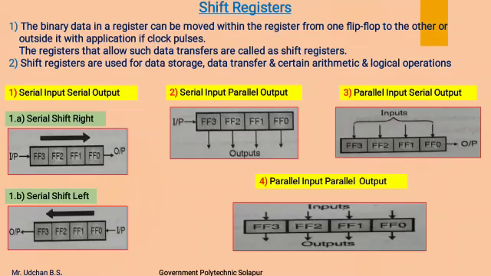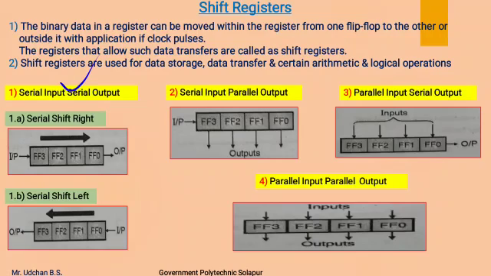Now we will see the 4 modes or 4 types of shift registers. The binary data in a register can be moved within the register from one flip-flop to another, or outside it, with the application of clock pulses. The registers that allow such transfers are called shift registers, and these are used for data storage, data transfer and certain arithmetic and logical operations. We will see how they are used in arithmetic and logical operations further.